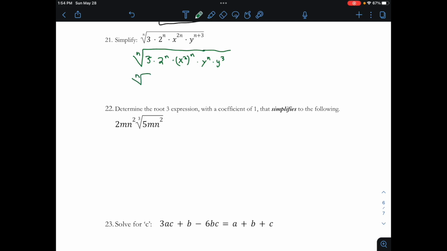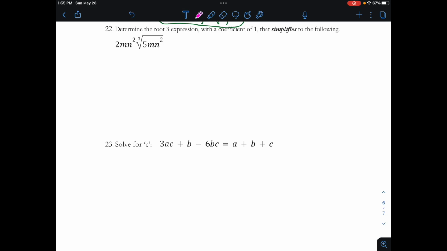And then if we look at all these parts individually, the nth root of 3, the nth root of 2 to the n, nth root of x squared to the n, nth root of y to the n, nth root of y cubed, we can see that the nth root of 2 to the n would be 2, nth root of x squared to the n is x squared, and the nth root of y to the n is y. So those parts will simplify, and I'll get out a 2, I will get out an x squared, and I will get out a y, with the parts remaining in the root, our nth root of 3y cubed is my final solution.